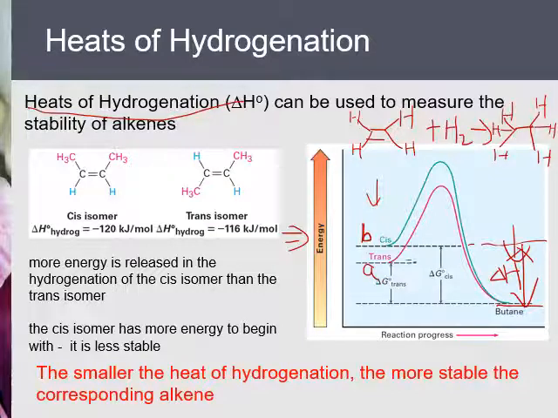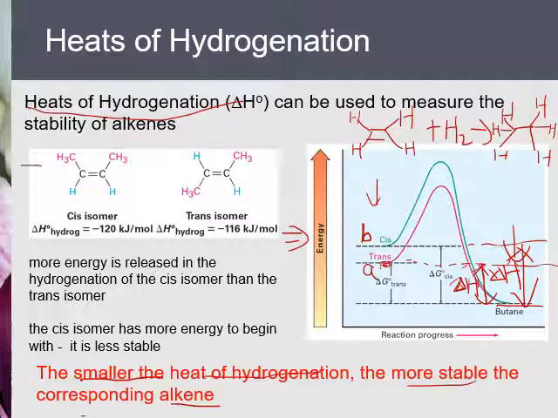And if we draw the heat of hydrogenation for A, this is the delta H. This delta H is smaller than the delta H for B. So the smaller delta H corresponds to a lower energy of alkene, or the more stable alkene. So the conclusion is the smaller the heat of hydrogenation, the more stable the corresponding alkene.